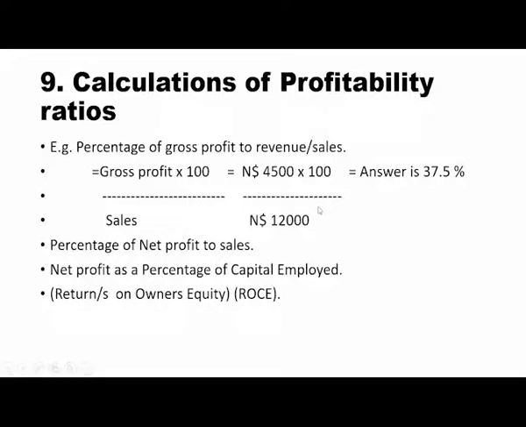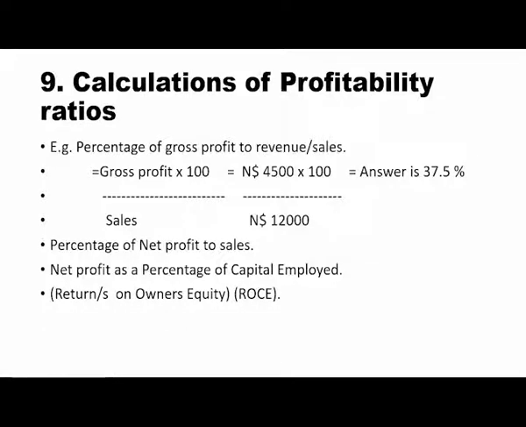Say for example our gross profit is 4,500. I want to multiply by 100 and divide by sales. Say our sales is 12,000. Now, how much is the percentage of that gross profit? The answer is 7.5%. But is this percentage preferable? No, we are saying the percentage should be 50 or more. That is what is preferable.